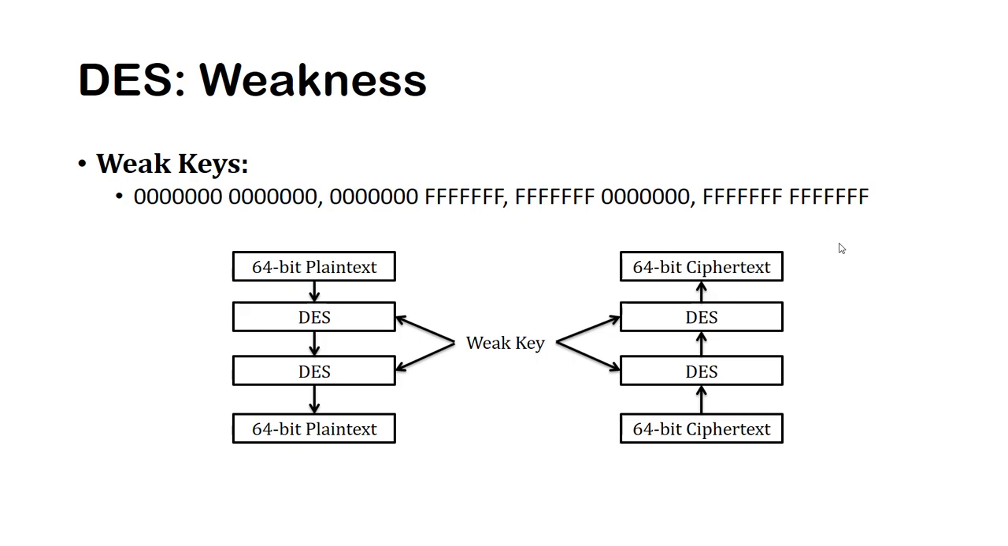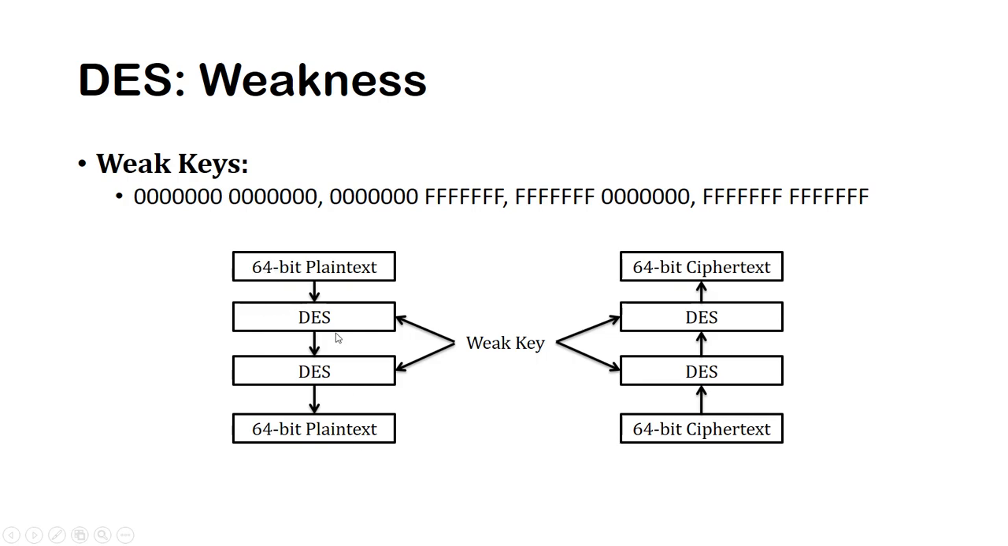Therefore we'll be talking about the weakness with respect to the keys. If you are using a key like a sequence of 0s or a sequence of F's, this is the hexadecimal representation, because we operate on 56 bits for keys, so instead of writing that many bits, the hexadecimal representation is shown here. If you are using any of these 4 keys mentioned here and you apply DES twice, then these weak keys will generate the plaintext back.